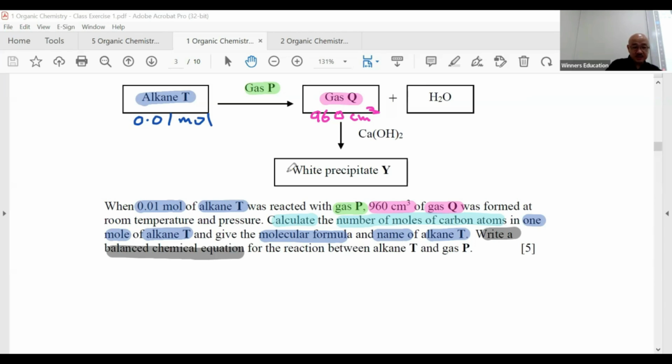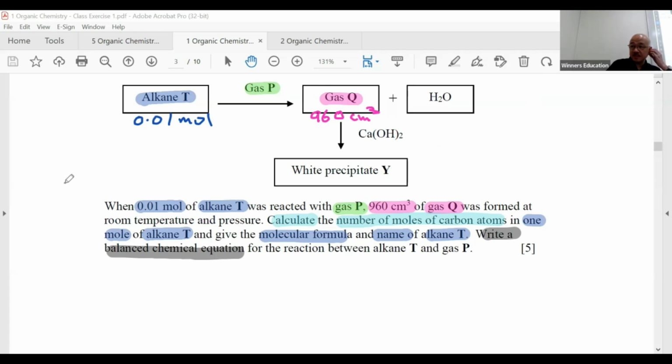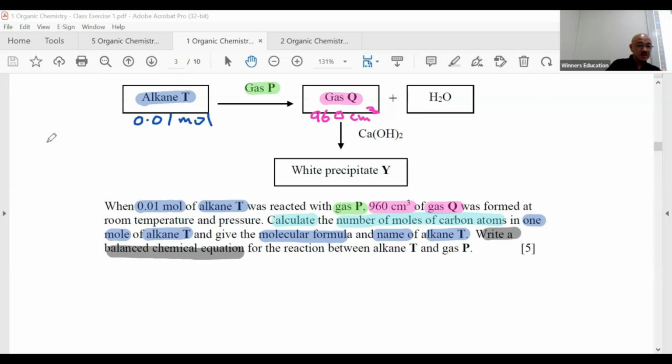You realize, first of all, what is this equation that they want us to eventually balance? Every reaction equation has a chemical name, a reaction name attached to it. May I know what this reaction is? This is called combustion. Correct? Alkane CnH2n+2, you put a gas P. So I'm very sure that this is an alkane, CnH2n+2, and the reaction here is called combustion.